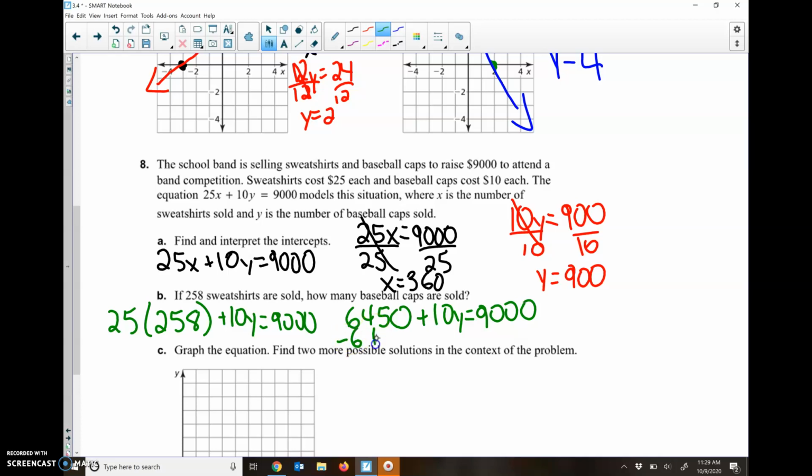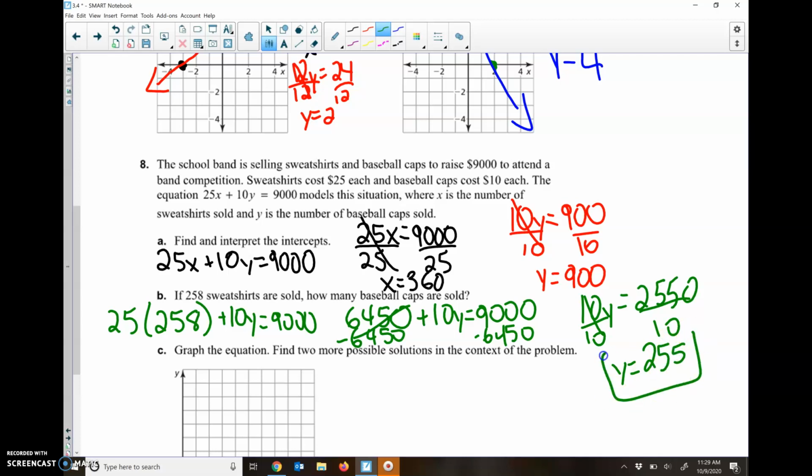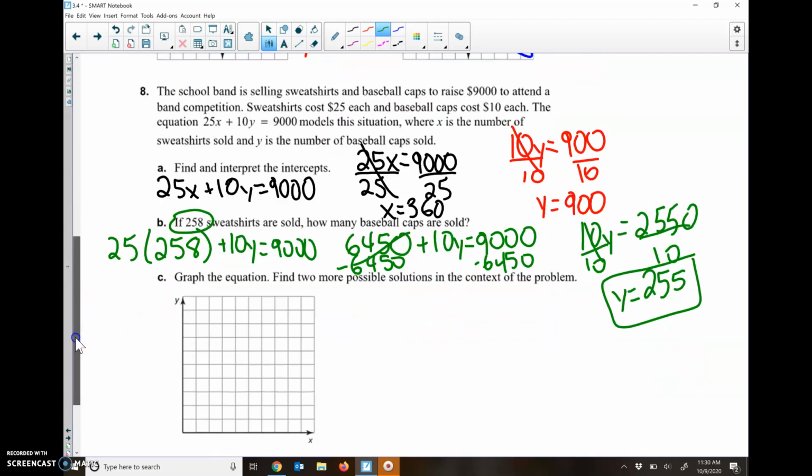So now let's subtract 6,450 from both sides. I end up with 10y equals 2,550. Divide each side by 10. And I figure out that means I would have sold 255 hats, or baseball caps, I'm sorry. So if I had sold 258 sweatshirts and 255 baseball caps, that would get me to the $9,000 that I made.